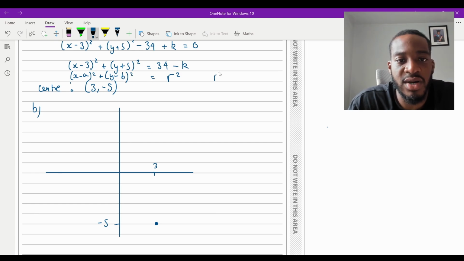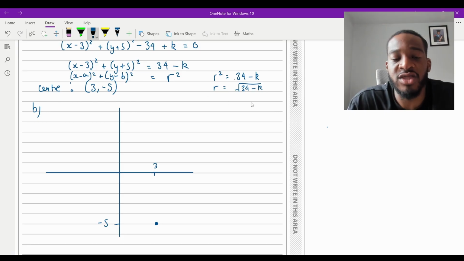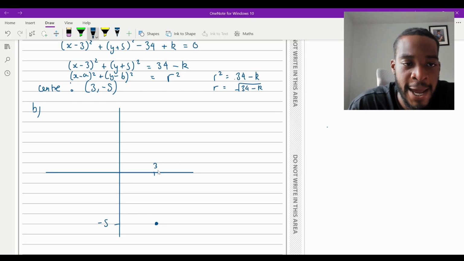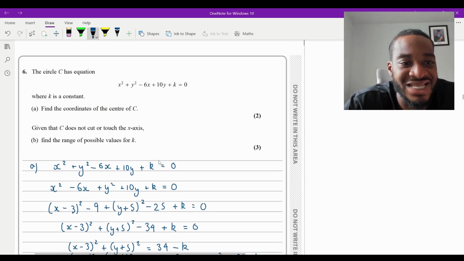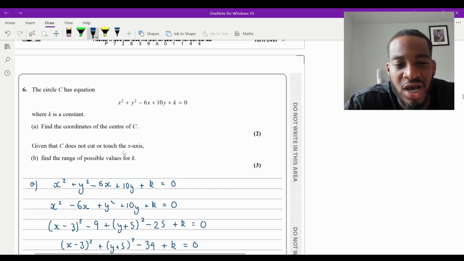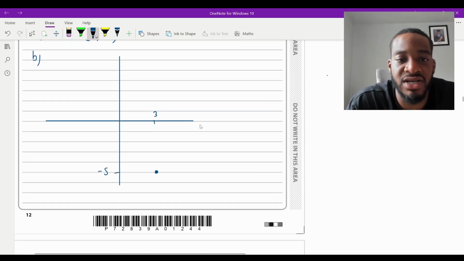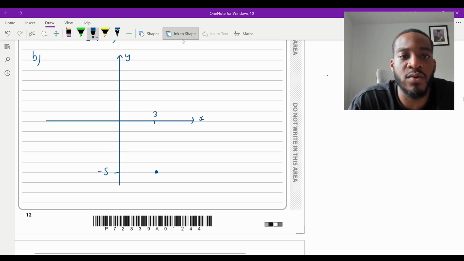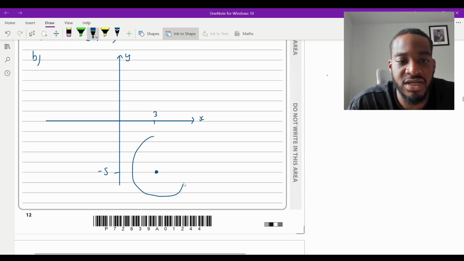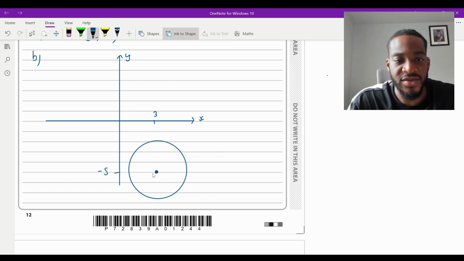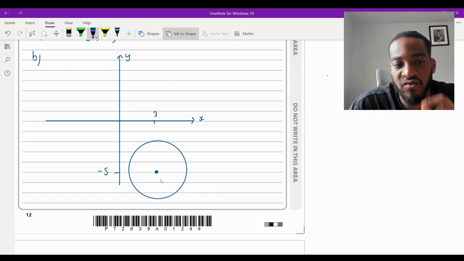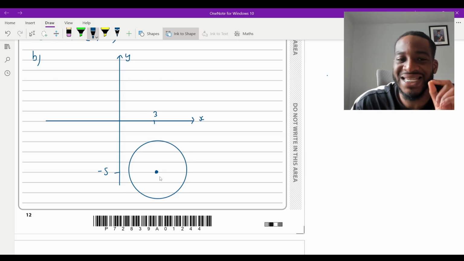So I can just say that r squared is going to equal 34 minus k. So the radius, which is going to be positive, is the positive square root of 34 minus k. And we know from the question that the circle does not cut or touch the x-axis. The x-axis is over here. Let me label this y as well. So if I draw a circle around it like this, that's a circle which has a center of 3, minus 5 and it doesn't touch or cut the x-axis.